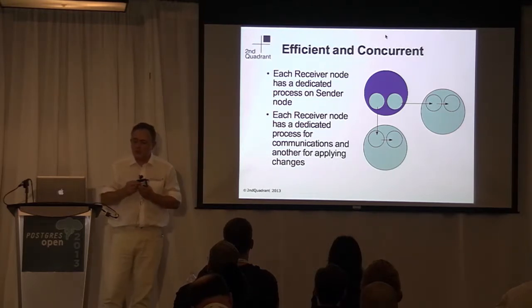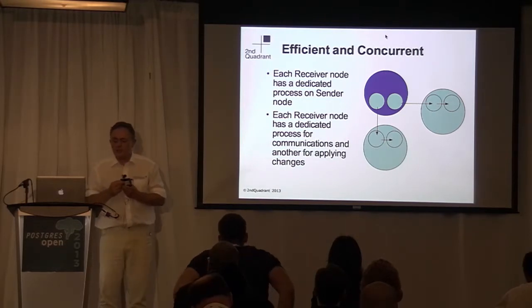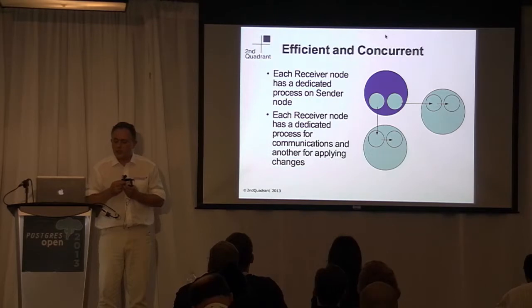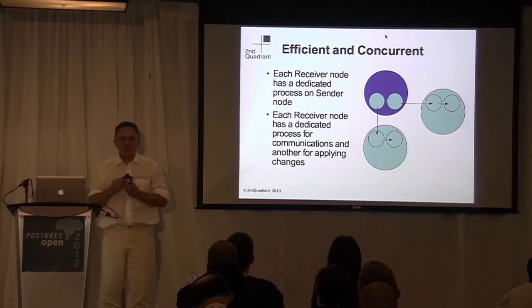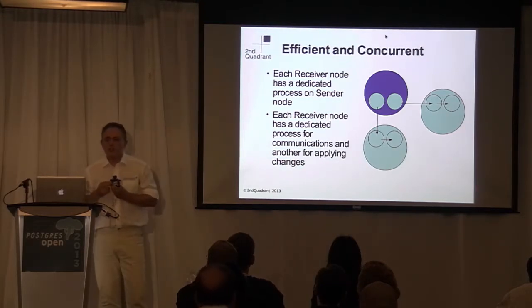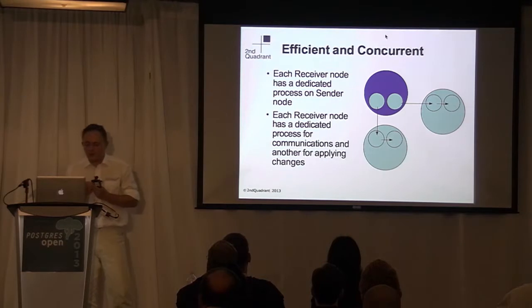On the receiving side, we have multiple processes dedicated to making the replication work. First of all, we have a dedicated receiver process that handles the communication with the sending node, and we also have a dedicated apply process that will be applying the changes that have arrived from the sending node. Now, all of these processes are acting completely independently of one another, and so across the whole server farm, you'll see that we're actually getting a very high degree of concurrency there, and I hope that that's been done in a very efficient way.